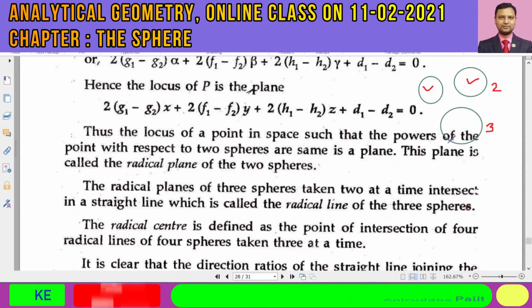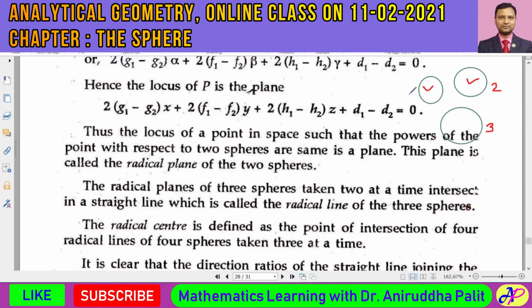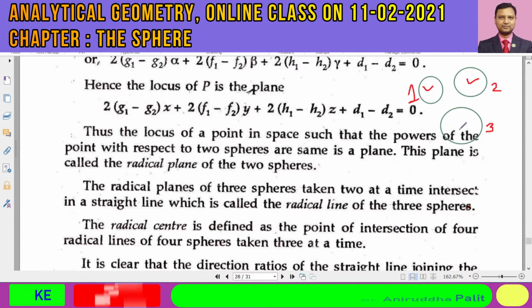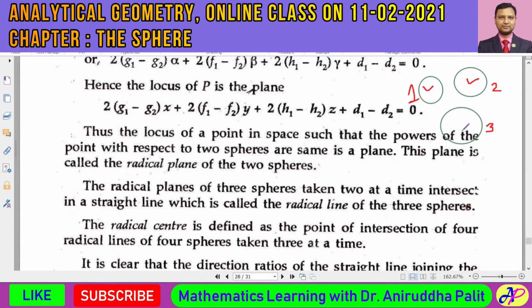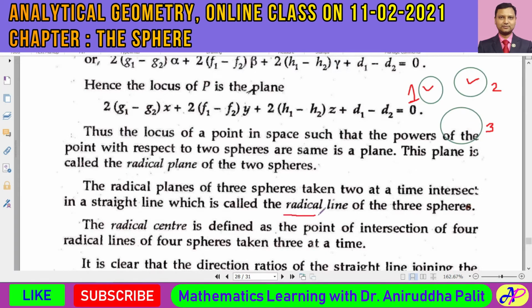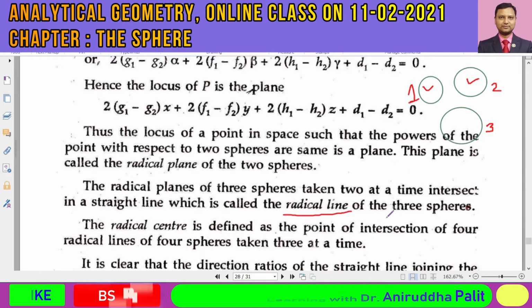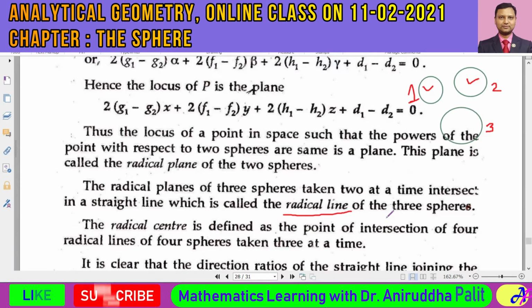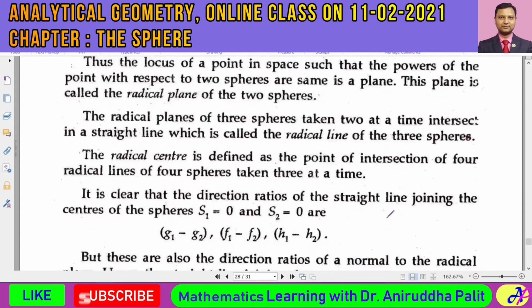And it can be shown that the radical plane of the third sphere and the first sphere, all these three radical planes are passing through a single line that is called the radical line. It can be shown that all these three radical planes pass through a single line, that is called the radical line of these three spheres. So in this way we can find out the radical line.